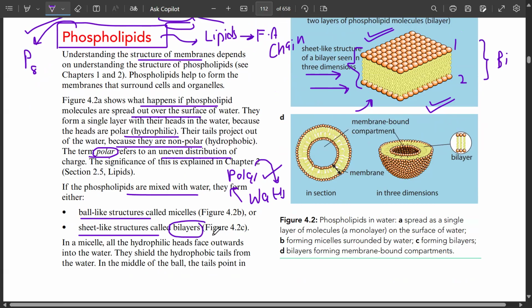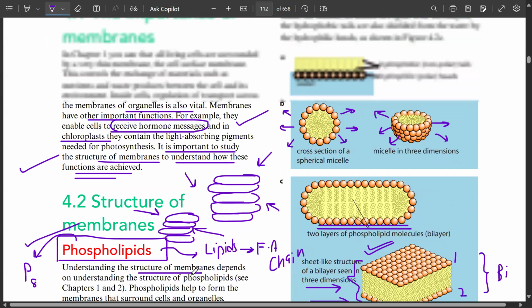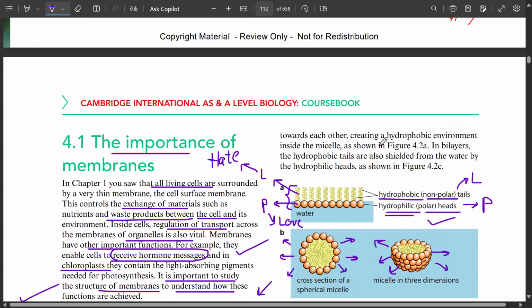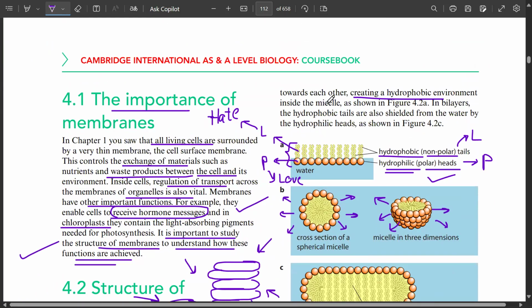We have to focus on the bilayer structure because this is what forms the membranes of your cells. In a micelle structure, all the hydrophilic heads face outwards into the water and they shield the hydrophobic tails from the water. In the middle of the ball, the tails point towards each other, creating a hydrophobic environment inside the micelle, as shown in figure 4.2.